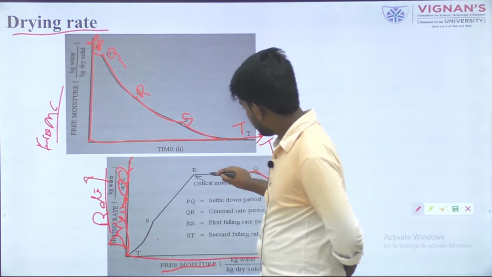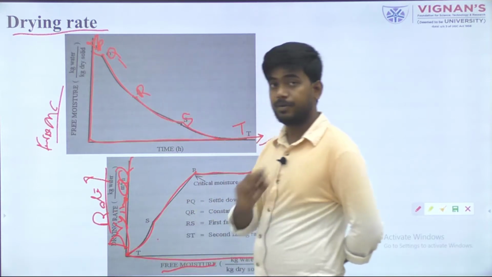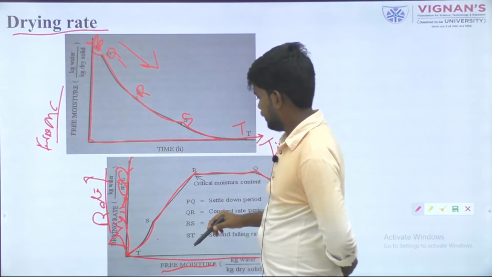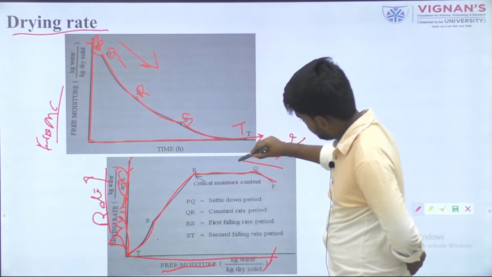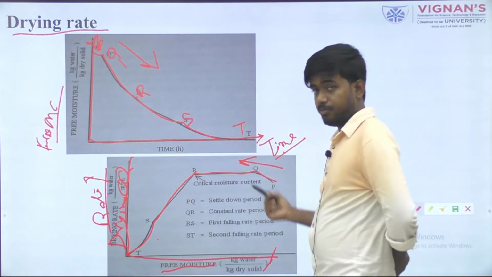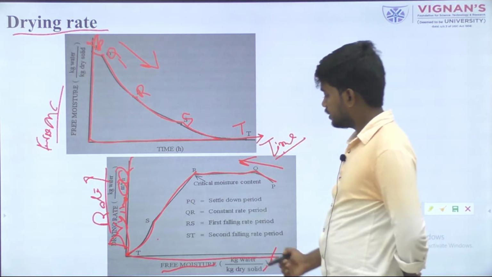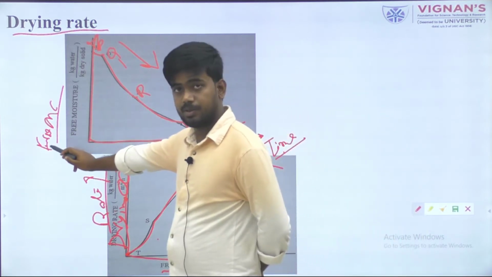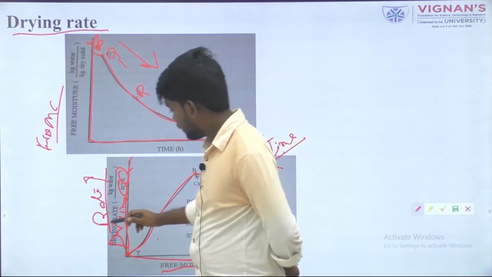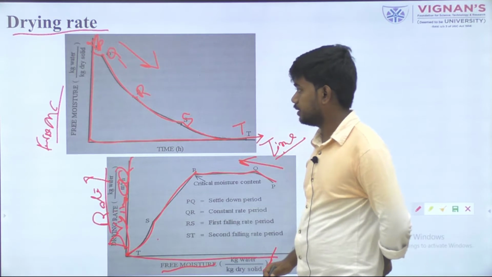Here this graph is like this. From here the graph starts in this direction. In this graphical presentation, the graph is presented in the backward direction. So here we are representing the free moisture content versus time plot, and here the plot is the drying rate versus free moisture content.